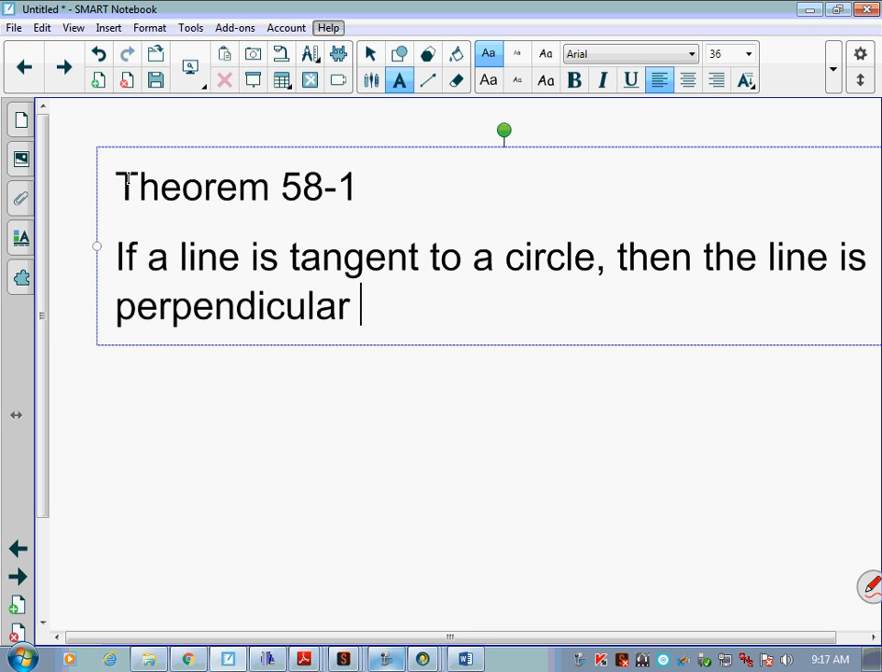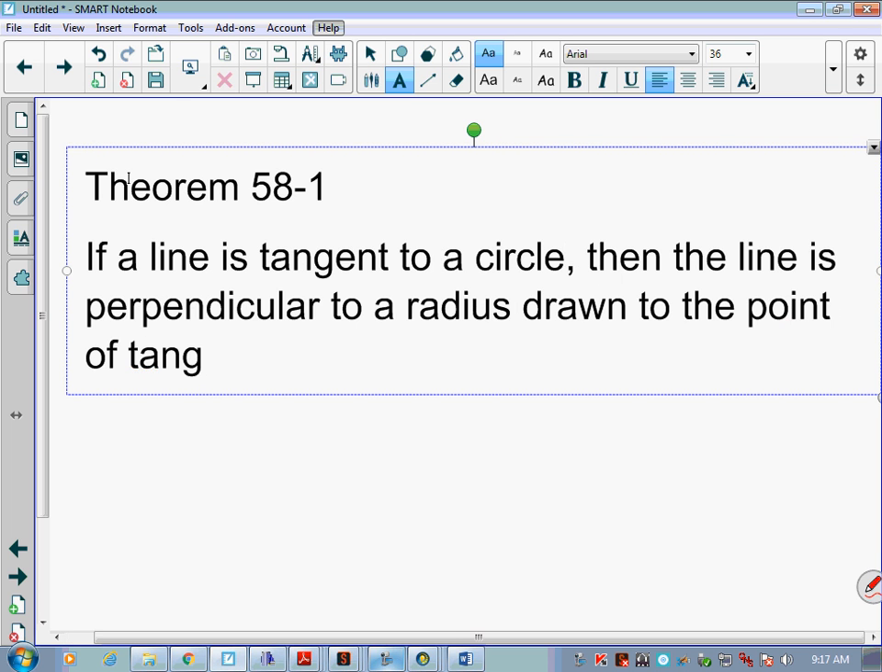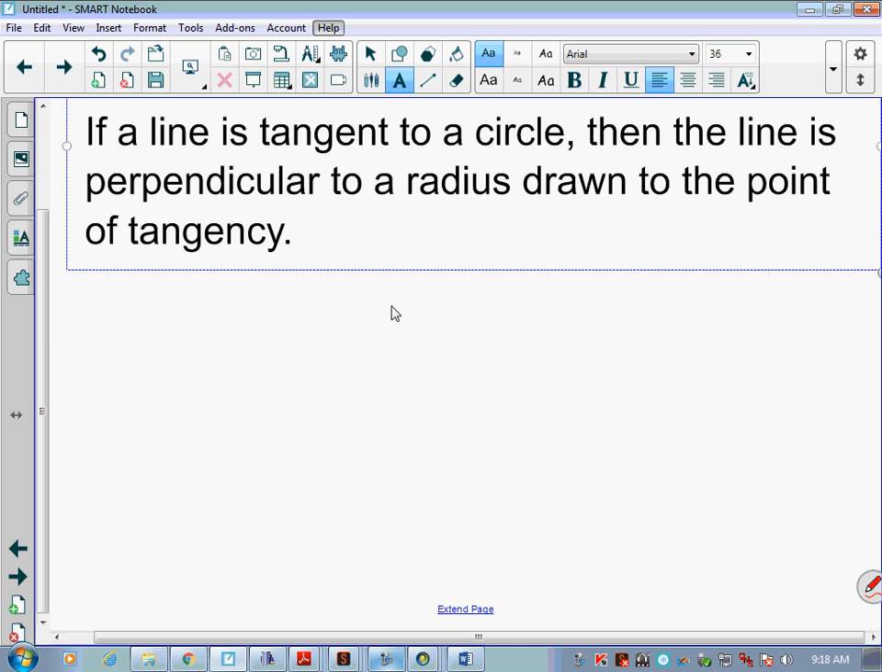What does perpendicular mean? Two lines that are perpendicular do intersect, but they intersect very specifically. How do they intersect? At 90-degree angles, or right angles. Perpendicular to a radius drawn to the point of tangency. Because how many radii can I draw in a circle? An unlimited number of radii.